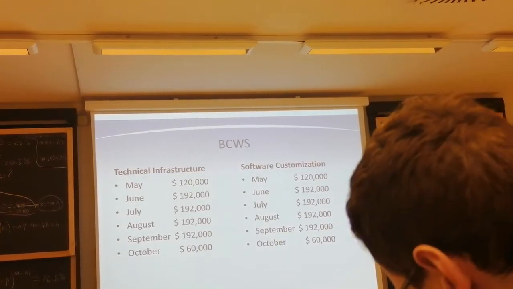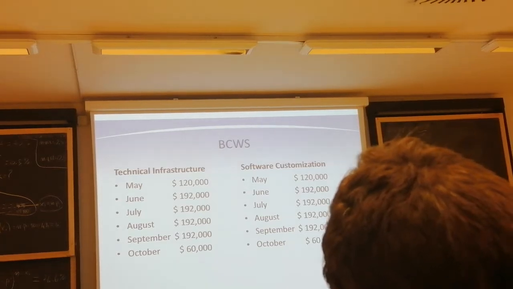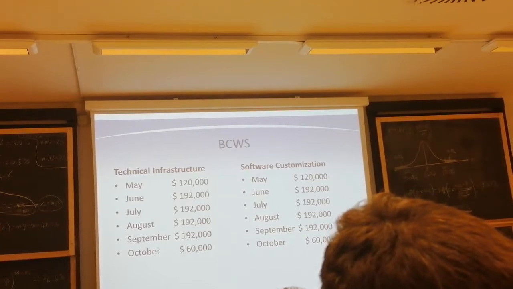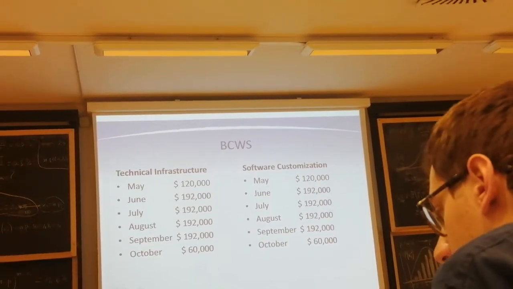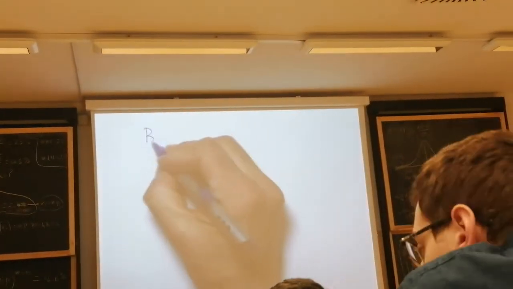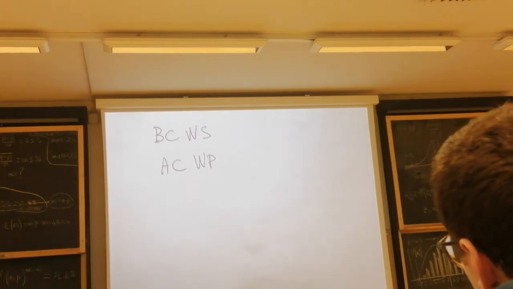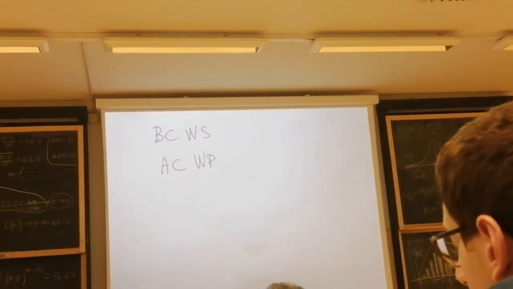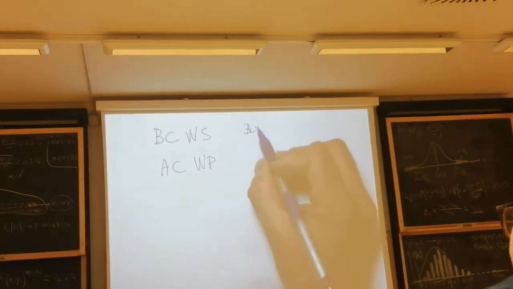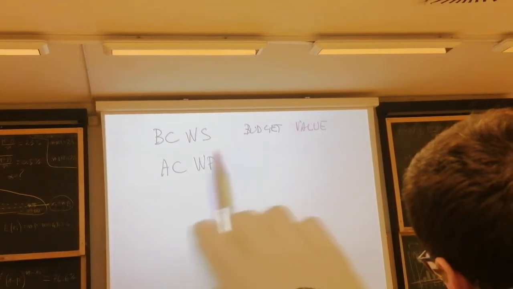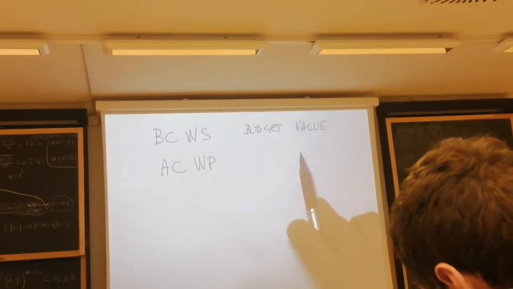Allow me 30 seconds. The value of the work that was actually done in June was 170,000. It should be 190, and we are actually paying 215. So we're paying 215 for something that should be worth 170. Right? So low productivity. Allow me a few seconds, please. This is the budget value. So this is what we have scheduled to spend over time.